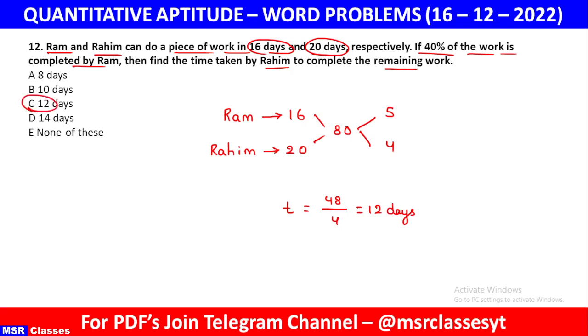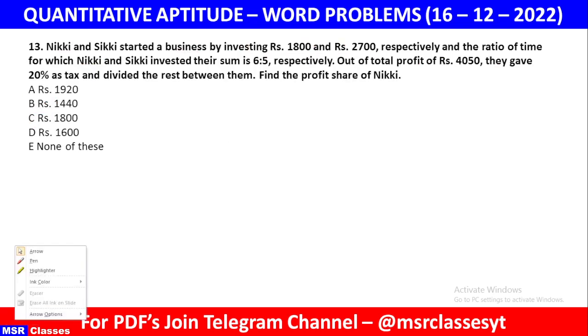Then next question. N, N, D, S started a business by investing, and the ratio of time period for which, out of the total profit they gave 20% as tax and they divided the rest between them. Find the profit share of N, right?